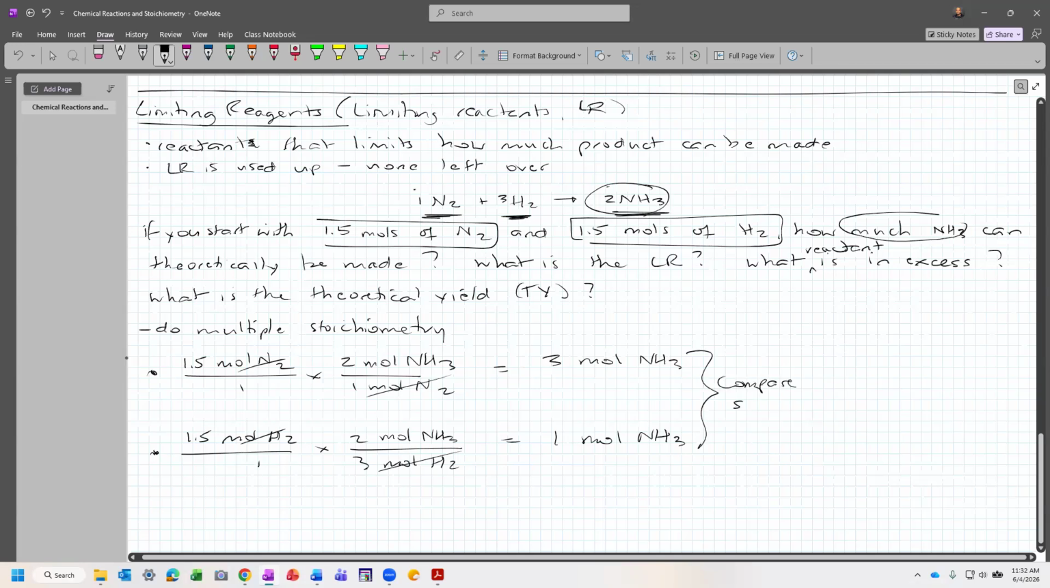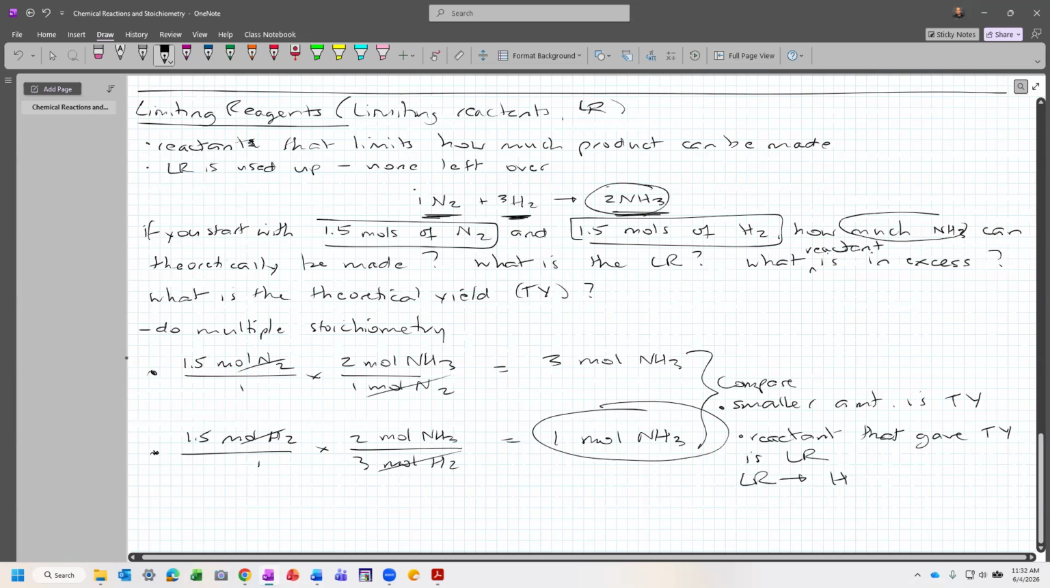And then the smaller of the two in this case is going to be the theoretical yield. So that's the 1 mole of NH3. Obviously, 1 is less than 3. And then the reactant that gave the theoretical yield is going to be the limiting reactant. So in this case, the limiting reactant is going to be the H2.